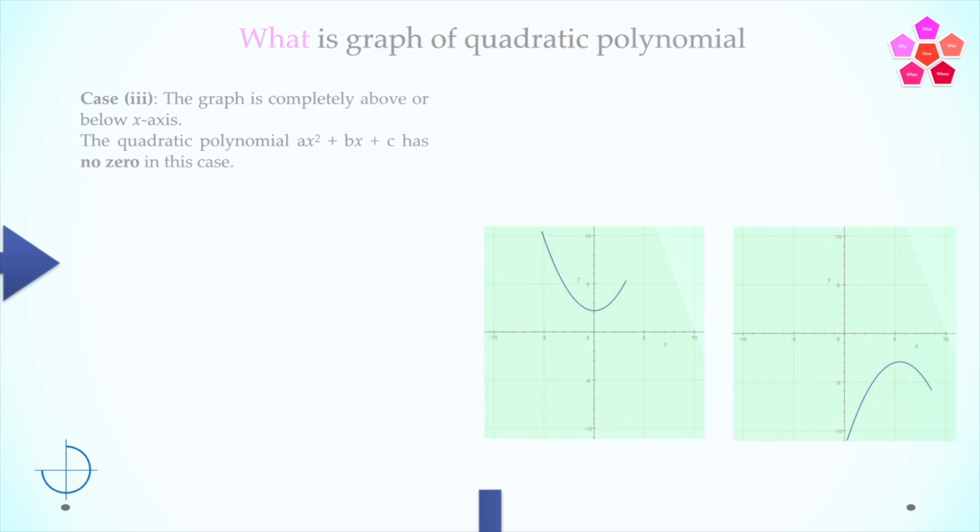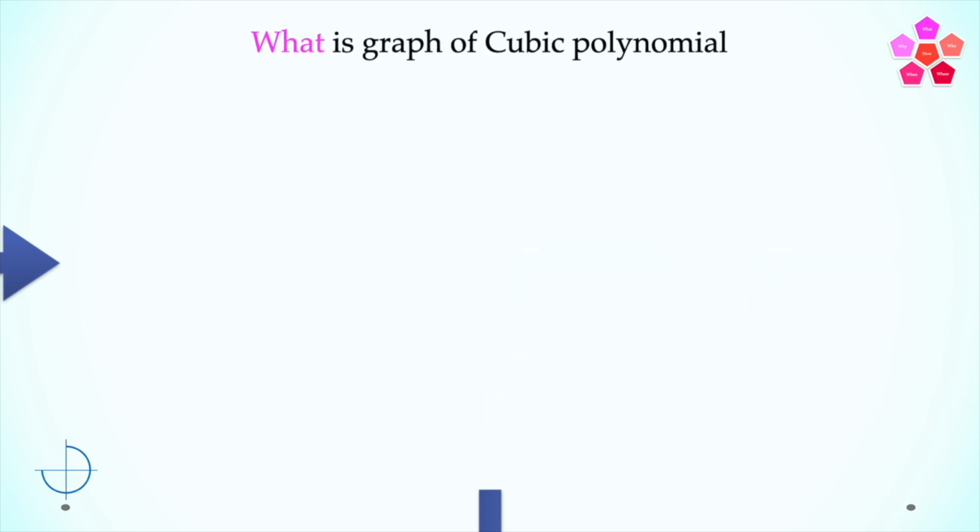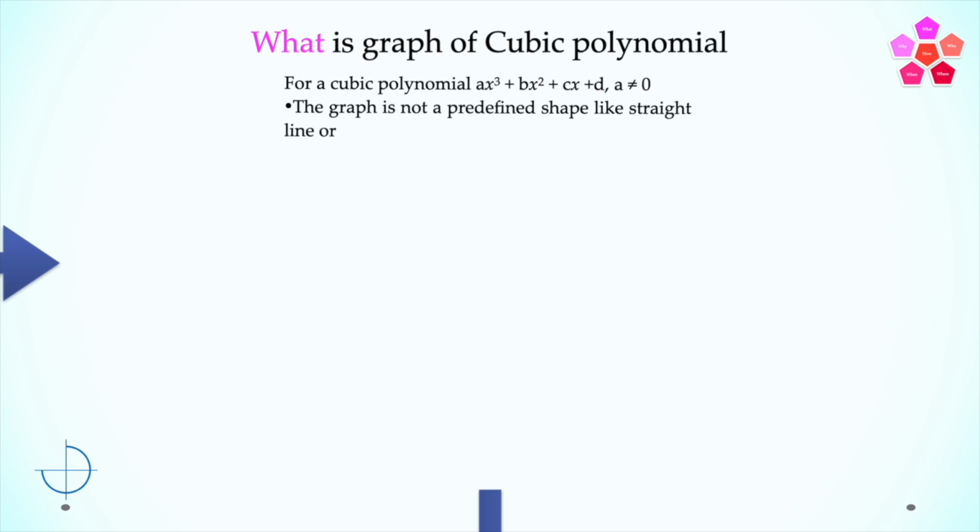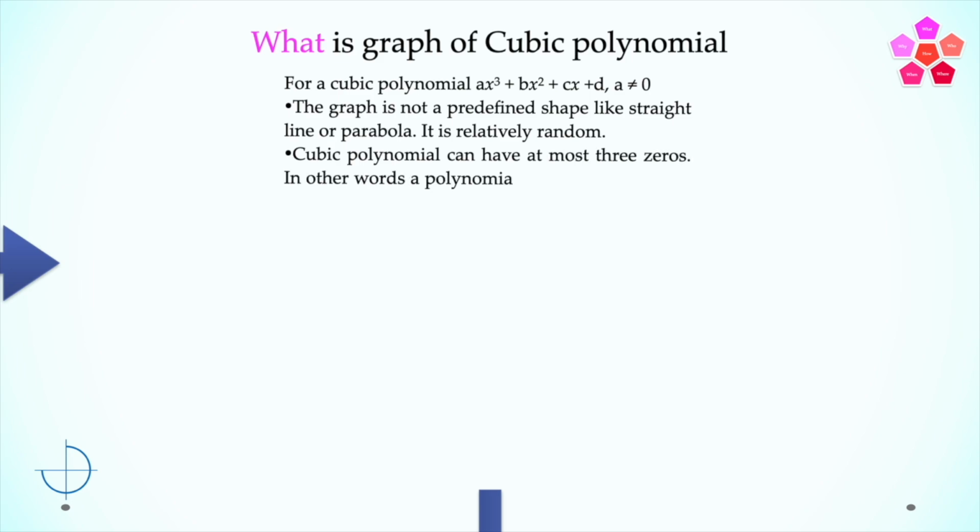Now it's time to jump towards a cubic polynomial. So what is graph of a cubic polynomial? For a cubic polynomial of the form ax cubed plus bx squared plus cx plus d, where a is not equal to 0, the graph is not a predefined shape like straight line or a parabola. It is relatively random. Cubic polynomials can have at most 3 zeros. In other words, a polynomial of degree 3 can have at most 3 zeros.